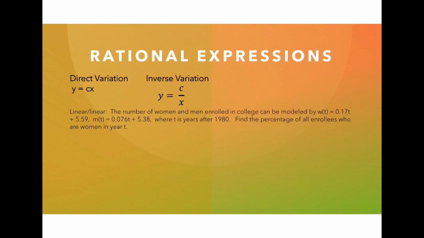All right, one more example here. We're going to wrap this up. The number of women and men enrolled in a college can be modeled by this. So we have this linear equation that's modeling, and this one in particular is the number of men and women. And t, I believe, is going to represent years. Let's keep reading. So this would be women for time, and then we have men, depending on time. t is defined as years after 1980.